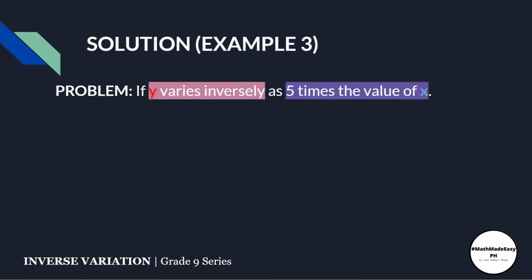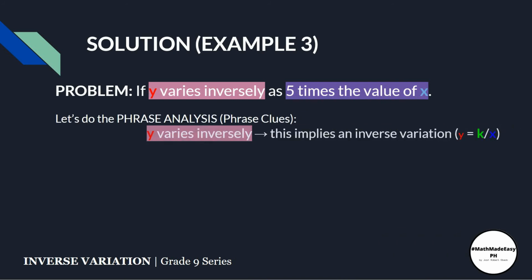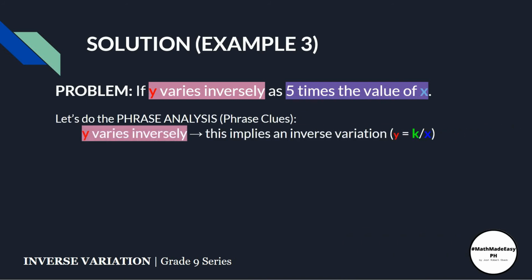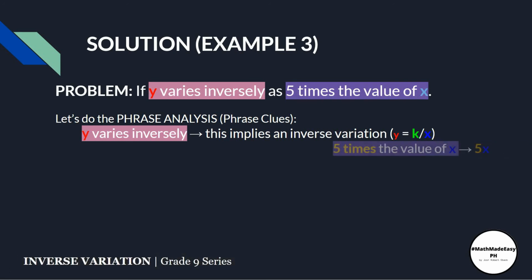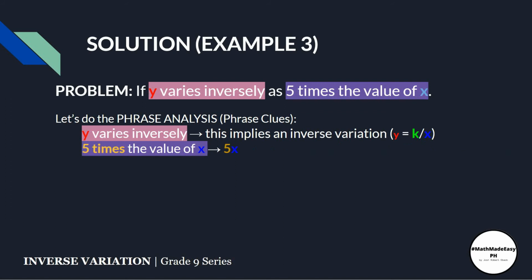Unang-una, kailangan natin magsagawa ng phrase analysis. Kailangan natin i-highlight ang mga importanteng detalye dito, kagaya ng y varies inversely at 5 times the value of x. So, ano ibig sabihin nito? Ang meaning ng y varies inversely ay this sentence implies an inverse variation. I-remember niyo yan: varies inversely, inverse variation. Ano ibig sabihin ng 5 times the value of x? It means it's 5x because 5 times x is equal to 5x.